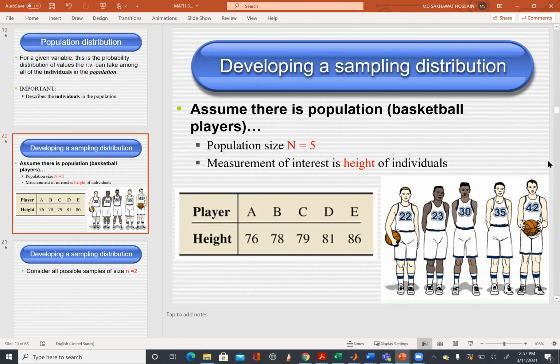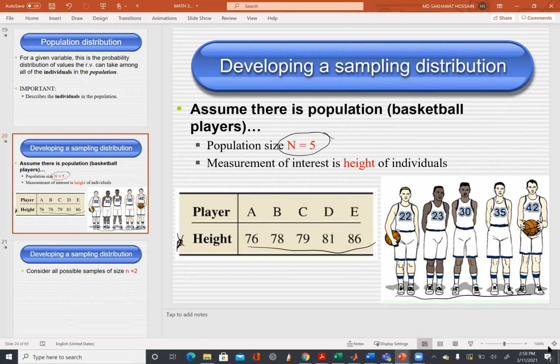Okay, so how do we develop a sampling distribution? We'll go over an example. Assume that there is a population of basketball players and we have 5 observations in our population. The players are denoted by A, B, C, D, E, and we have their height. So the random variable here is X, height, and the players are A, B, C, D, E. So we have the population size N equal to 5. Now we can take a sample from this population, right?